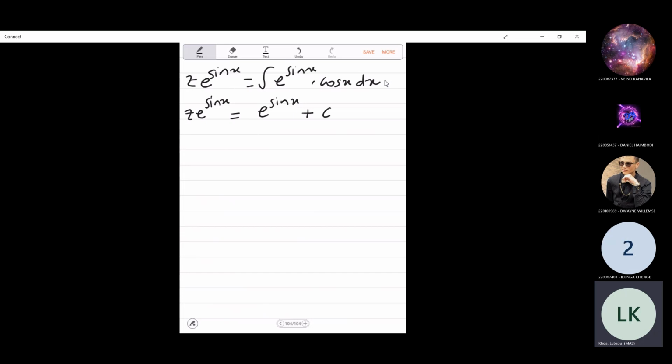And then rewrite z in terms of y. So we have ln of y e to the power of sine x is equal to e to the power of sine x plus our constant of integration. Okay, so here just multiplying.